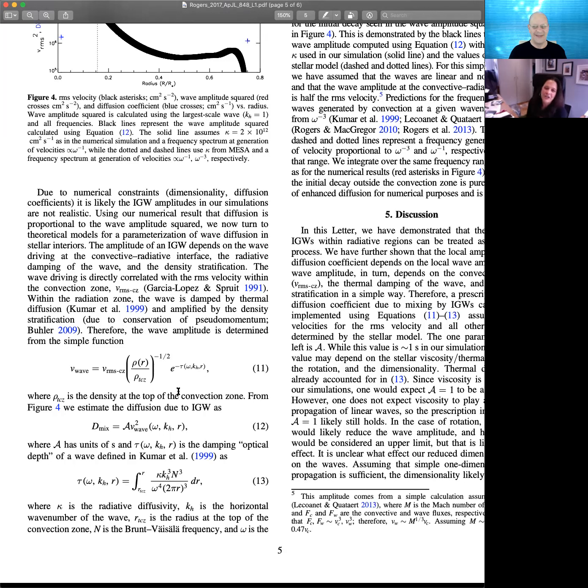So you could put this prescription into a 1D stellar evolution code. And if you wanted to do it really, really stupidly, even if you just put in rho to the -1/2, you would get something vaguely okay. So then you could run some stellar evolution calculations and test them against observations.